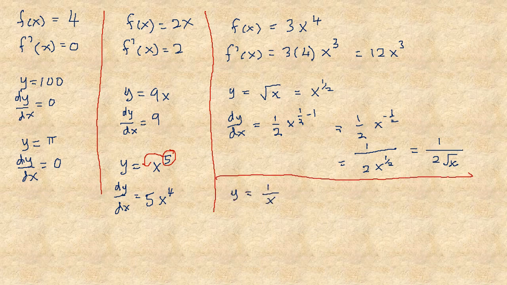Next example, we have y = 1/x. To differentiate this, we need to change it to x to the power of negative 1. So dy/dx is equal to, we bring negative 1 to the front, and then multiply by x to the power of negative 1 minus 1, which is negative 2. So we can write this as negative 1 over x squared.